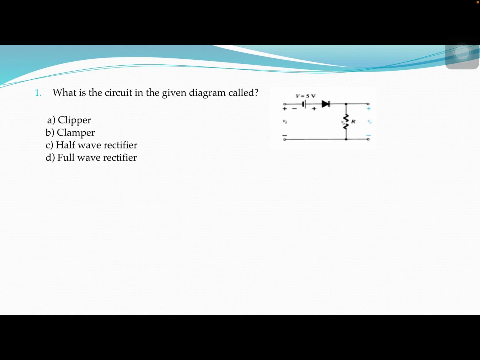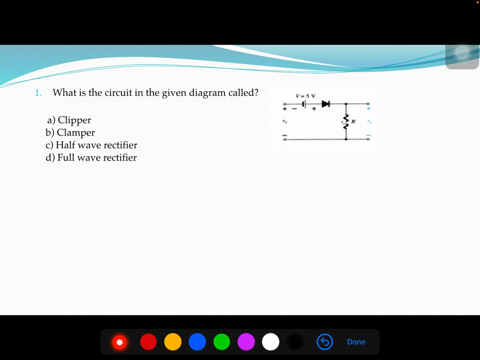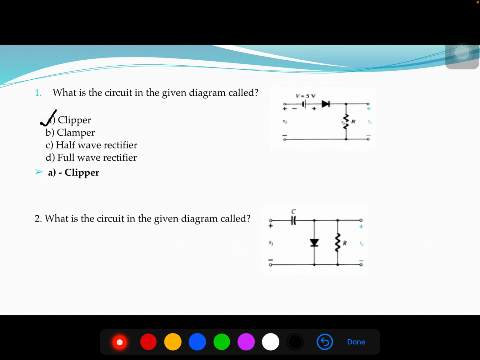It is neither the circuit of half wave rectifier, because we all know that half wave rectifier does not contain a DC supply. And similar is the case for full wave rectifier. It is not the circuit of full wave rectifier. So therefore the option A is the correct one and the answer must be clipper. So the answer is clipper.